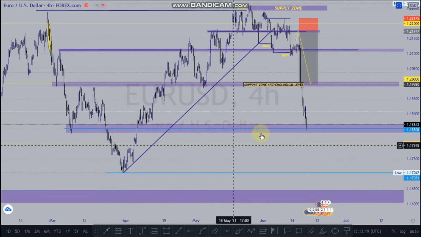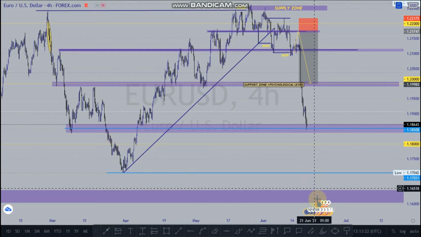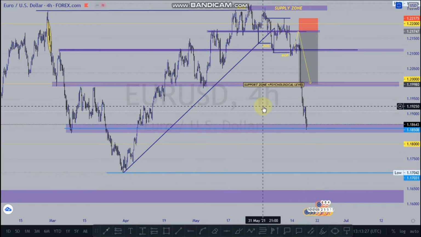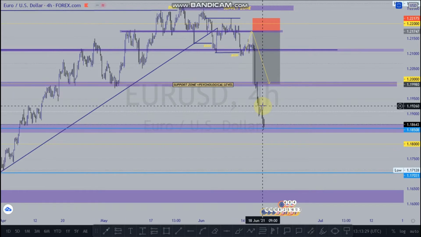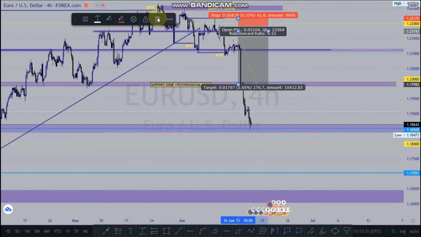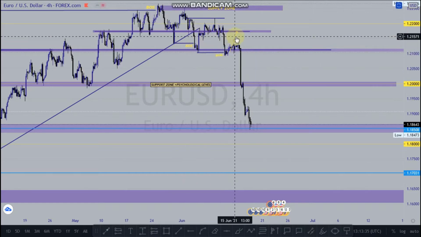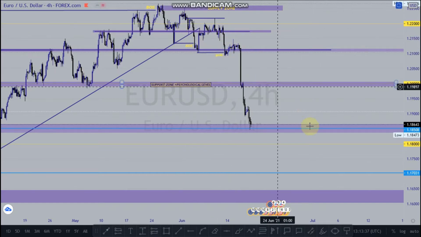Yes, price could continue until it gets to this region. Concerning this pair, I'm very patient on Euro USD. Let me delete the markups and everything so everything will be clear.